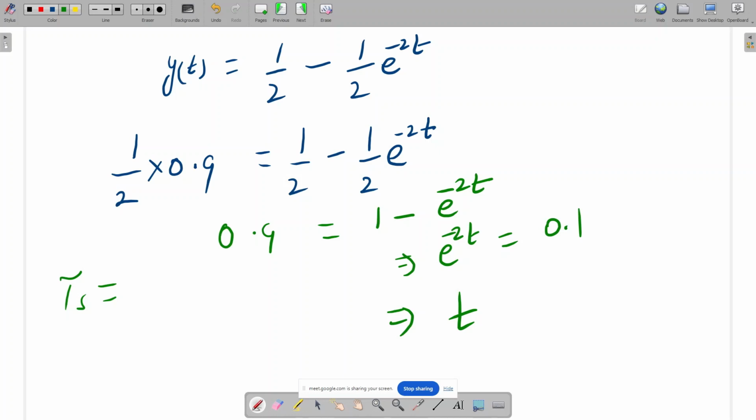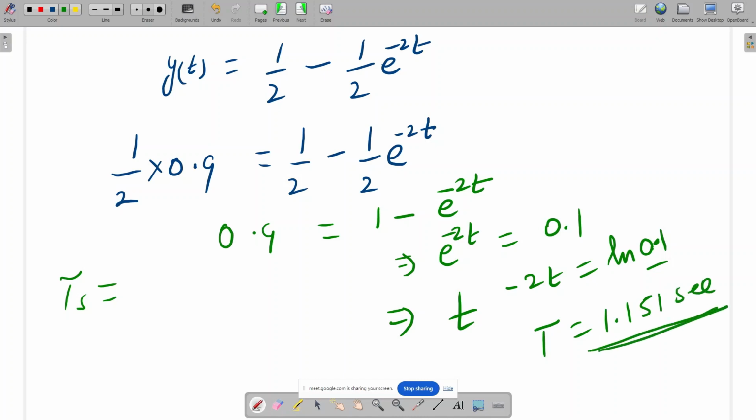Taking ln on both sides, minus 2t is equal to ln 0.1. So t is ln 0.1 divided by minus 2. We are getting 1.151, so t is equal to 1.151 seconds. Correct? Yes, sir. So 1.1512. Now let's add an integral controller.